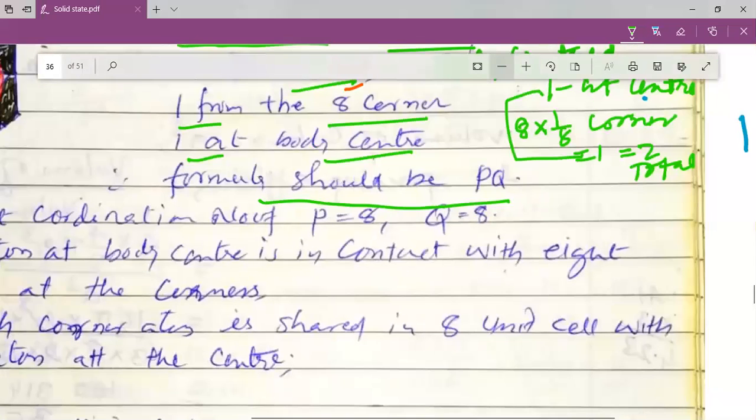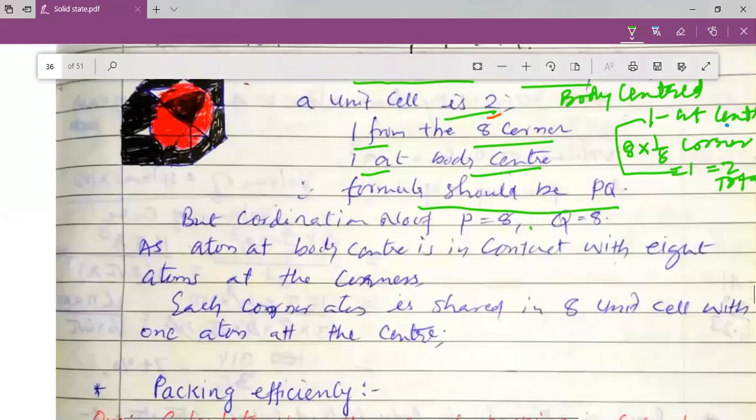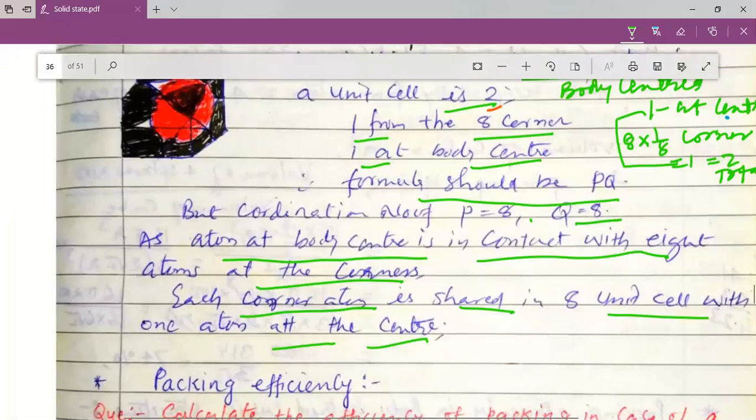And now my dear students, we can realize that the coordination number of P is equal to 8. You can easily see the coordination number. So coordination number of P is equal to 8 and Q is equal to 8, as the atom at body center is in contact with 8 atoms at the corners, and such a corner atom is shared with 8 unit cells with 1 atom at the center, and that is why we can understand about the coordination number.